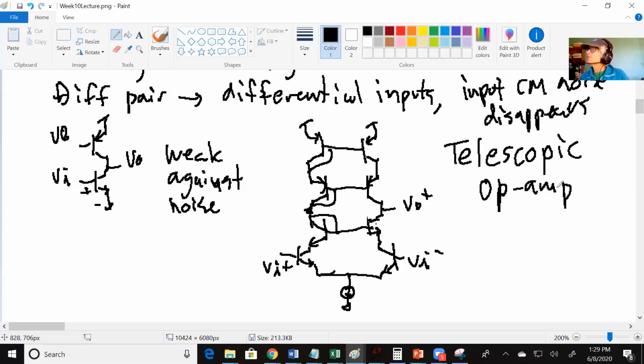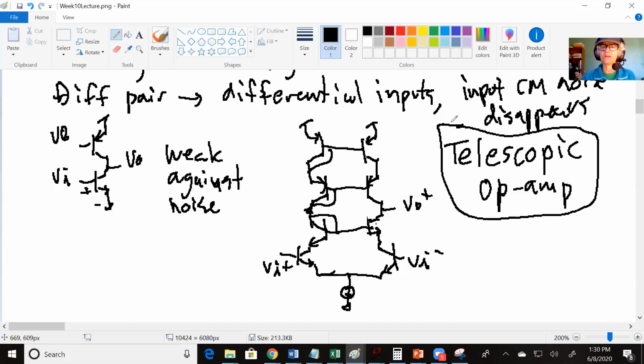But remember passive load, then active load, then cascoding. What's the next one? Okay, remember gain boosting? Yeah, so you can actually make this an even bigger gain by gain boosting it. But this right here is a well-known type of amplifier.